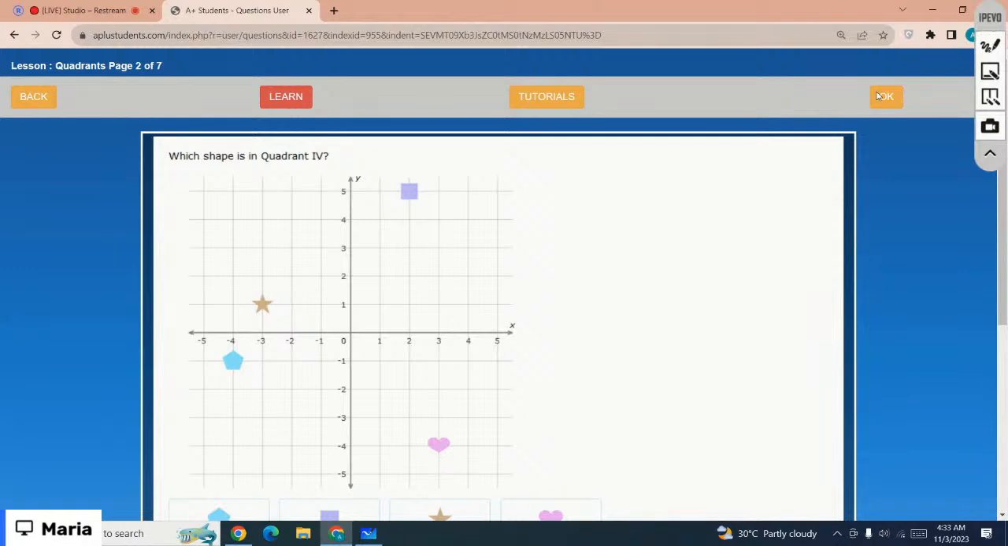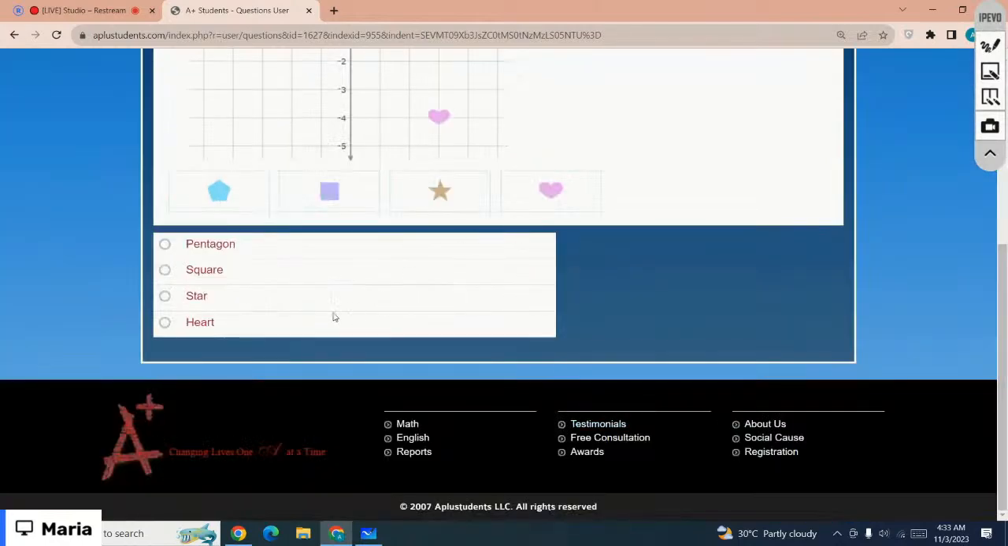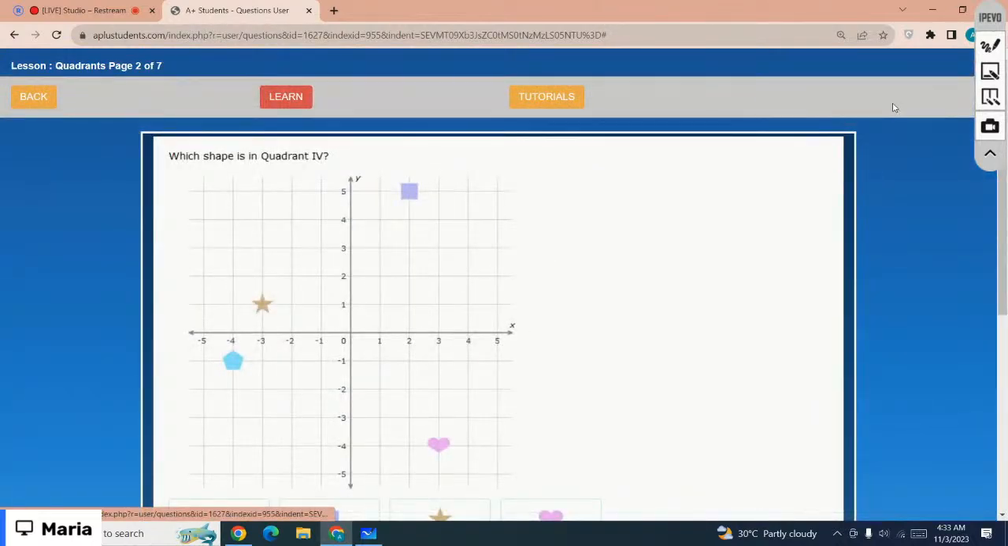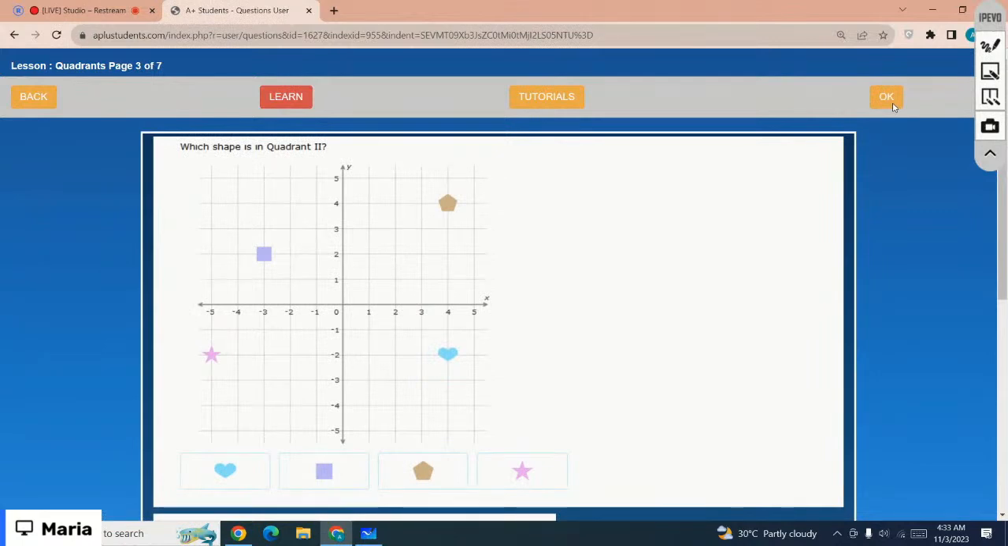What is in quadrant 4? This is quadrant 1, this is 2, this is 3, this is 4. So in fourth quadrant you have a heart, right? Heart is in fourth quadrant, got it? What shape is in quadrant 2? Which is the correct option?